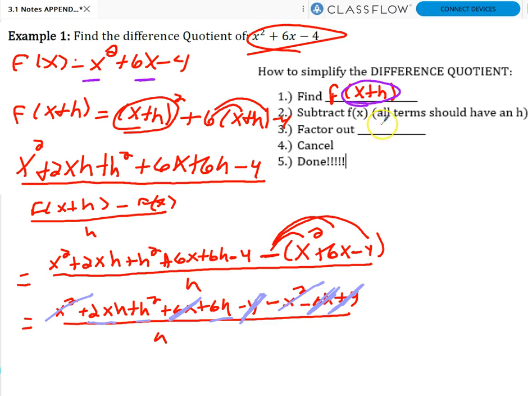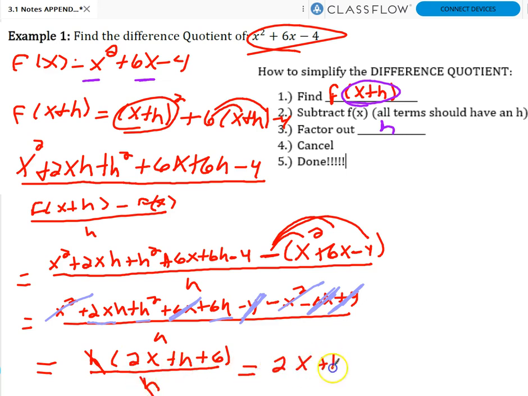So what we're going to do now, because the remaining terms all have an h, is we can pull out that h, and when we do that, we get h, and then it's 2x, there's an h left from here, and a plus 6. And then we can cancel out these h's. So our final answer is 2x plus h plus 6. So that is the difference quotient for x squared plus 6x minus 4.